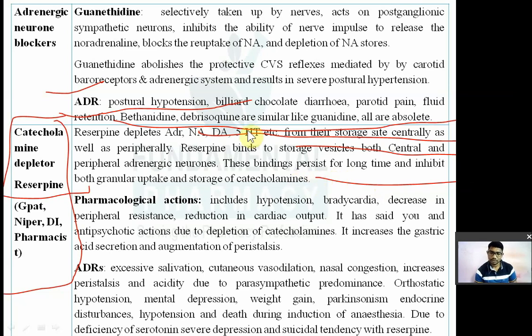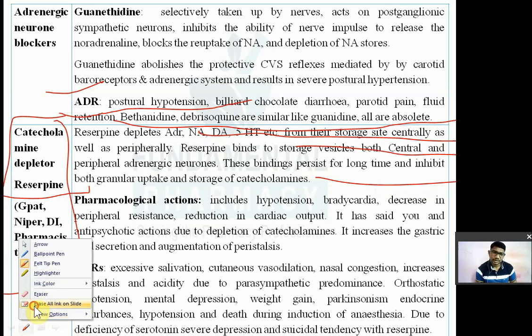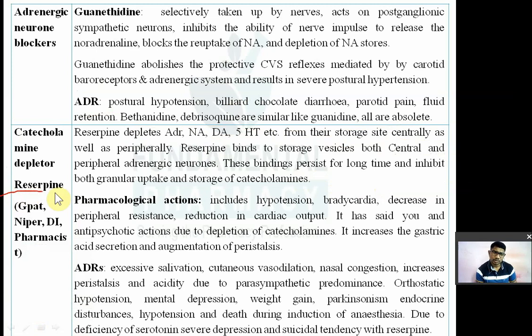If there is no storage of catecholamine, they will not be available. स्टोरेज ही नहीं होगा उनका तो वो अवेलेबल नहीं होंगे किसके लिए, रिलीज के लिए. So that's how it will act. It is known as catecholamine depleters. What are the pharmacological actions of this reserpine? Reserpine is an alkaloid. Remember, it is obtained from Rauwolfia serpentina, family Apocynaceae.